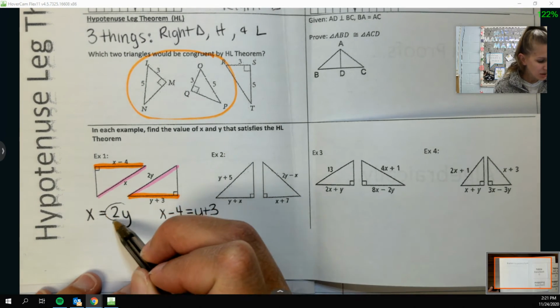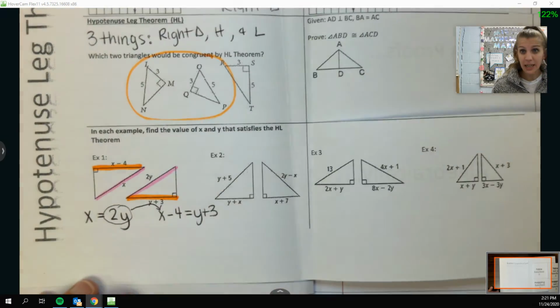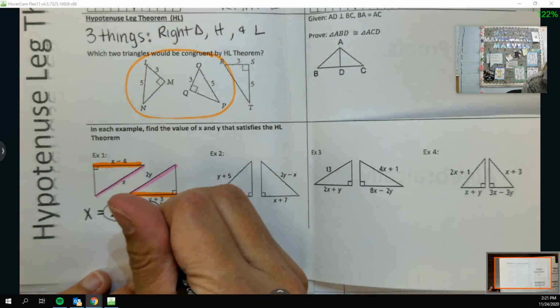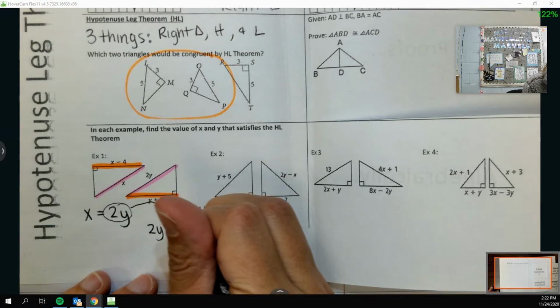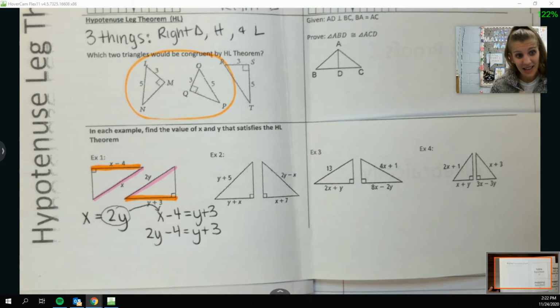X is equal to 2y. So really, in place of x over here, I could put 2y instead because they're equal to each other. So I can substitute it in. If I do that, in place of x I put 2y, and write the rest of my equation. Now I can solve for y.